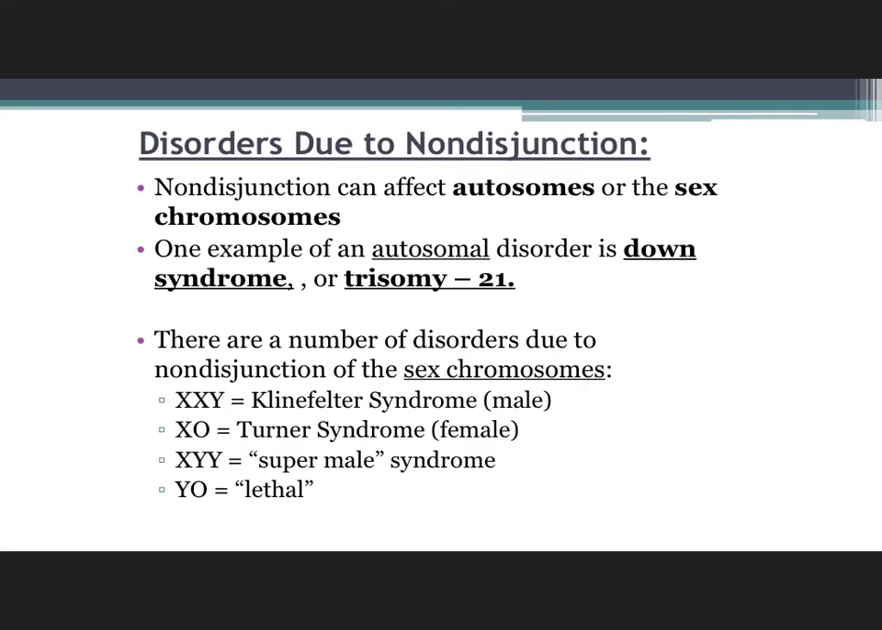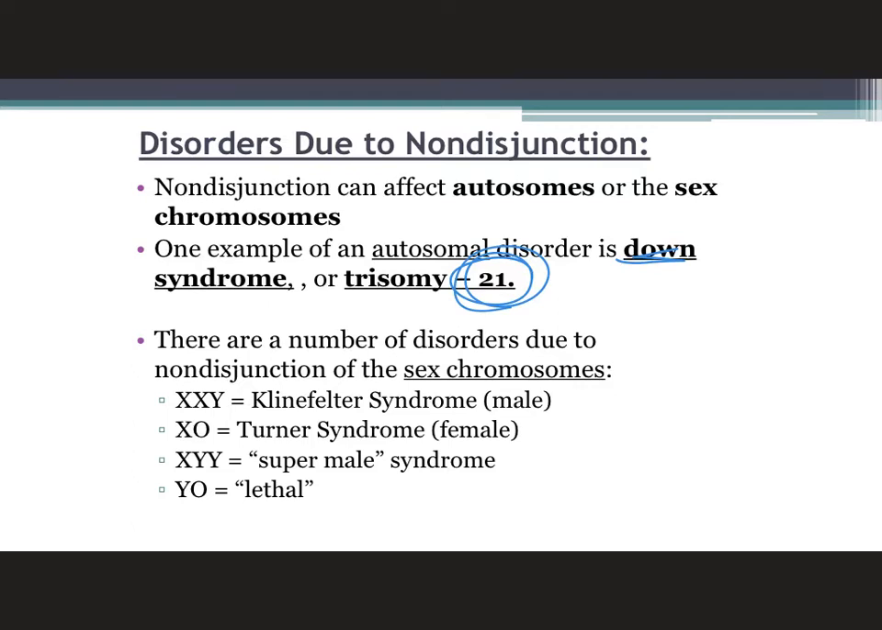So, non-disjunction can affect autosomes or sex chromosomes. Like I said, autosomal disorder, that's Down syndrome. That is when there's an extra 21 chromosome. So instead of a pair of chromosomes at the 21st spot, there are 3 chromosomes at the 21st spot. And all the rest of the chromosomes are exactly the same as they should be.